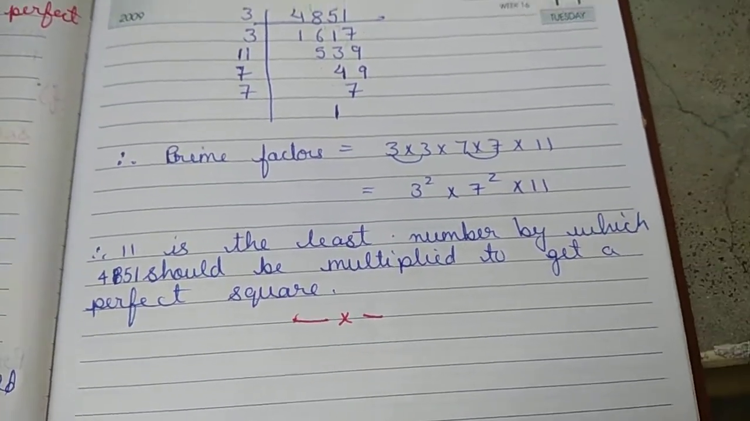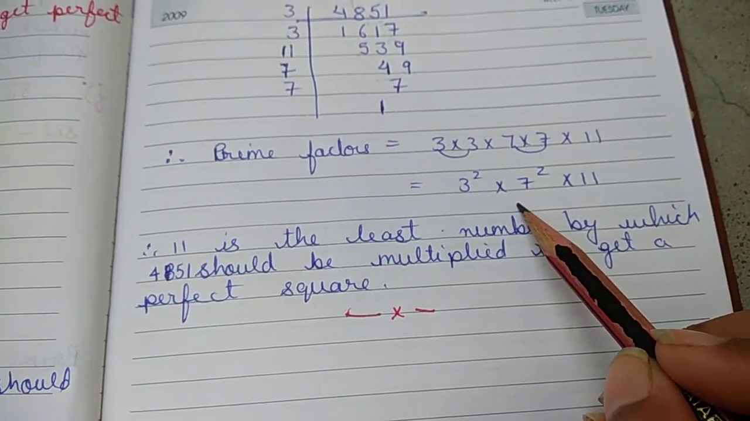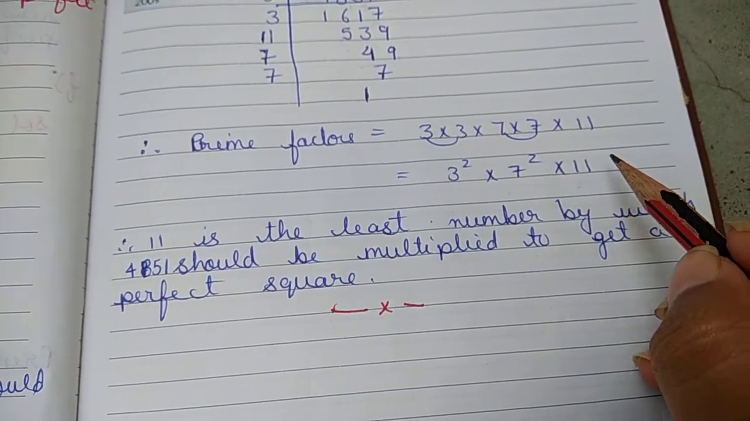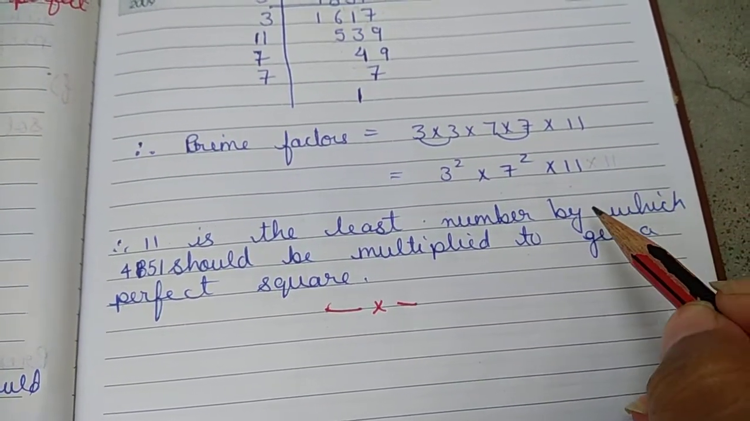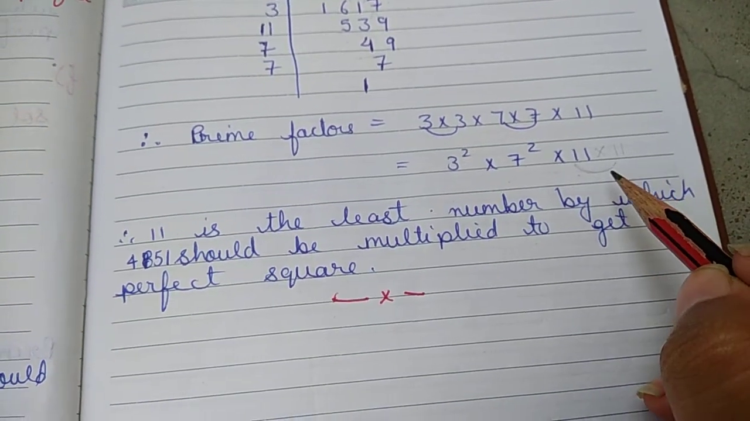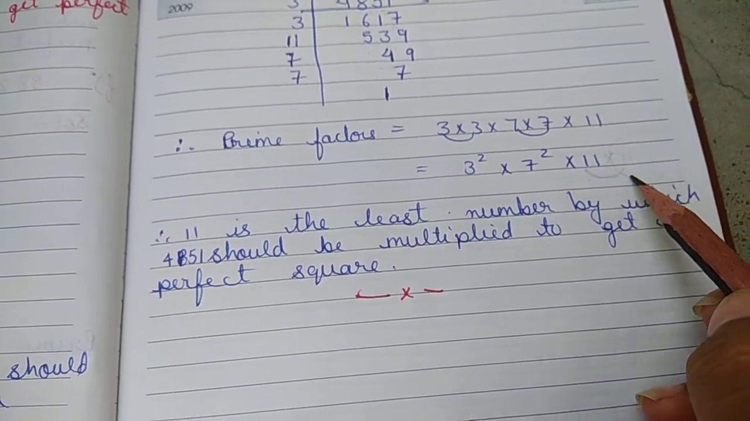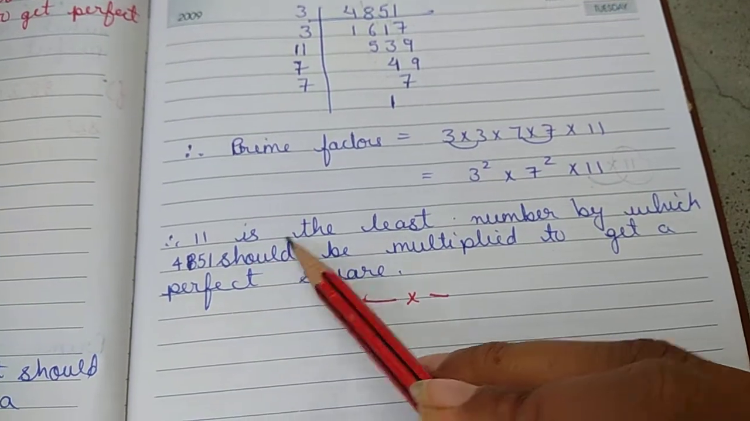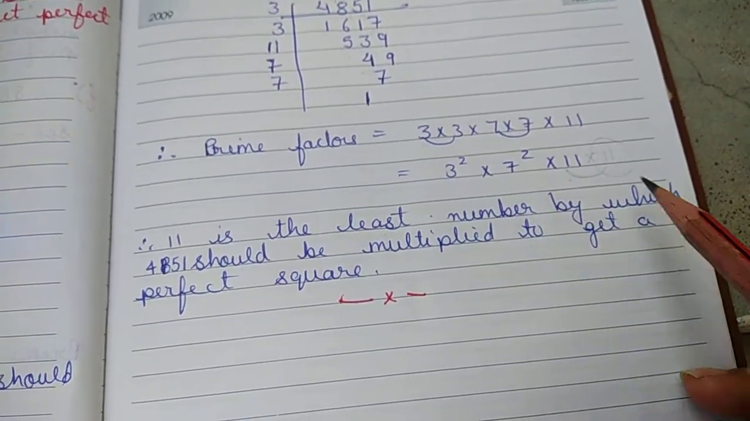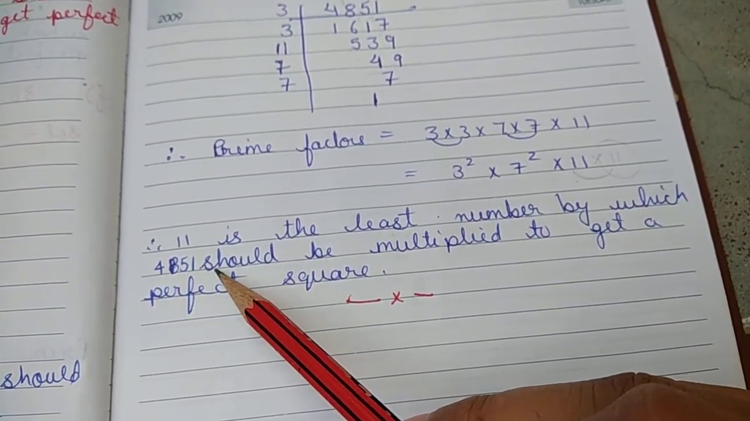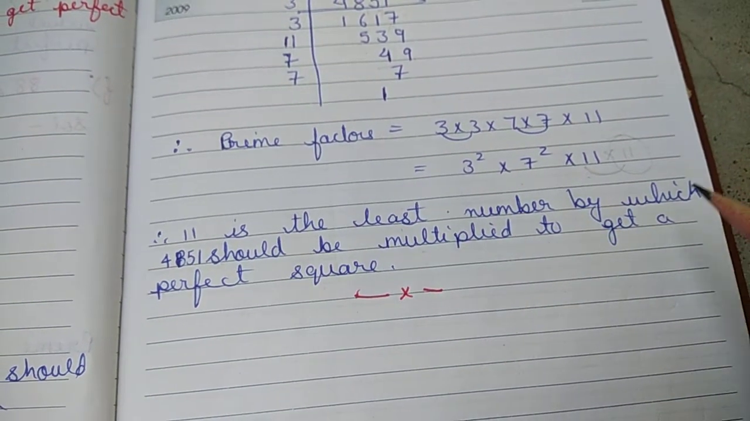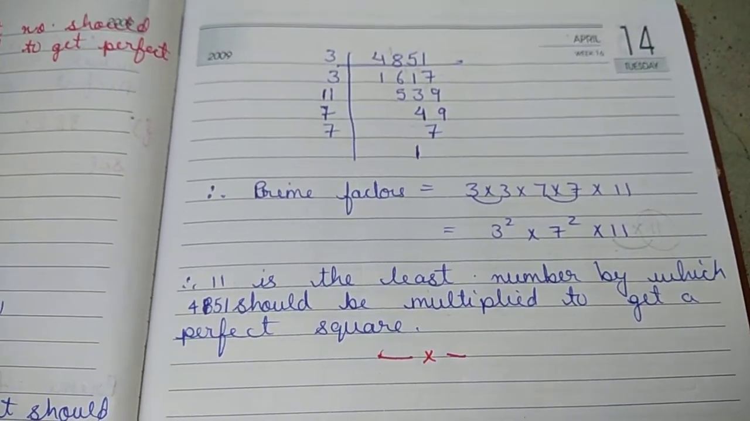Okay, so 3 is paired up, 7 is paired up. What is not paired up? 11. So if we multiply this 11 with one more 11, this will also get paired up. So this 11 is the least number. 11 is the least number by which 4851 should be multiplied to get a perfect square number.